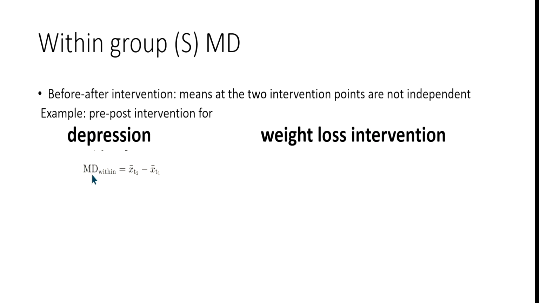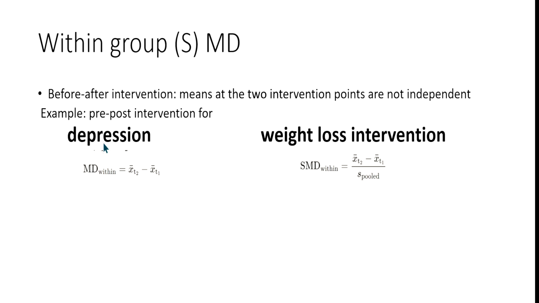So that's pre-post interventions. For depression, you need the within-group standardized mean difference. For weight loss interventions, because weight is usually measured on a similar scale, maybe in kilograms, and all studies may report in kilograms, you are fine to use the raw mean difference. That means the mean difference within the group: the mean at time 2 minus the mean at the beginning of the intervention, at time 1.